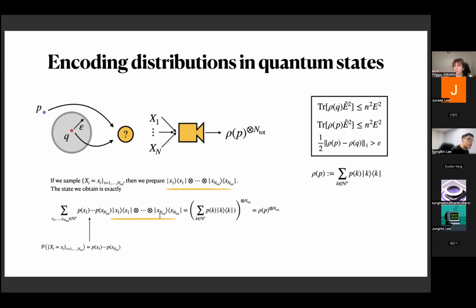So this is just a classical description of uncertainty when having quantum states. And it's really easy to be factored in this way. So we are just preparing n total copies of rho P.